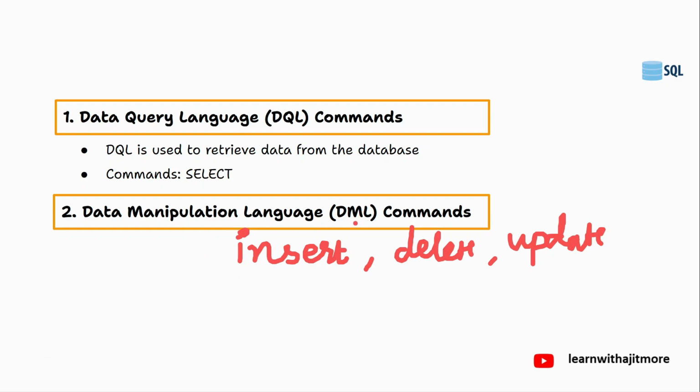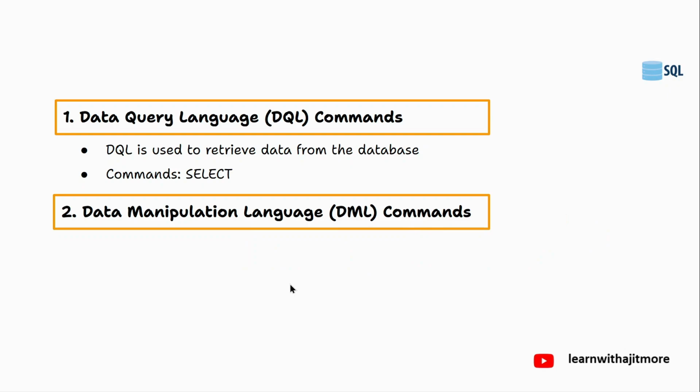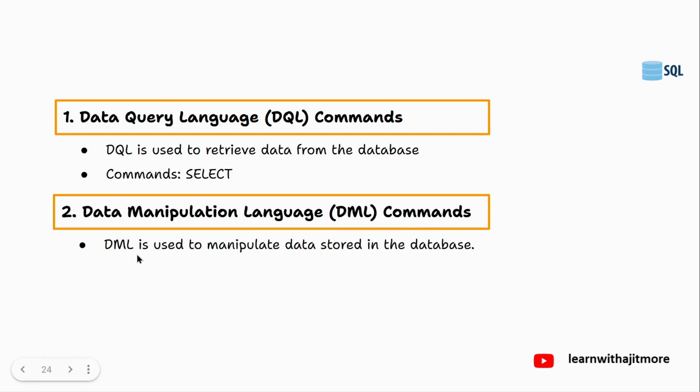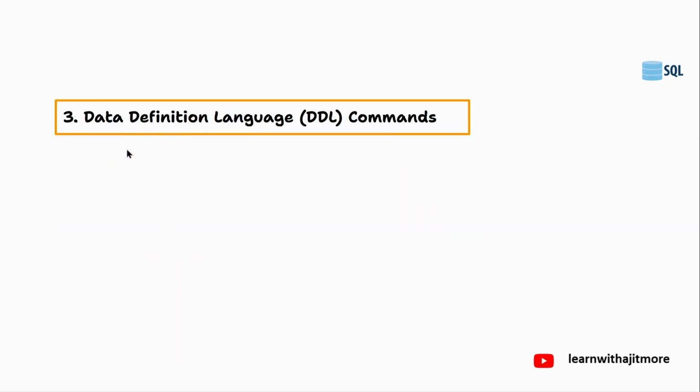Data manipulation. Okay, I hope it is clear. So DML is used to manipulate data. Manipulate means making changes in the database, you're understanding, na? To manipulate data stored in the database. Who all come under this category? Insert, update, and delete. Then comes data definition language.